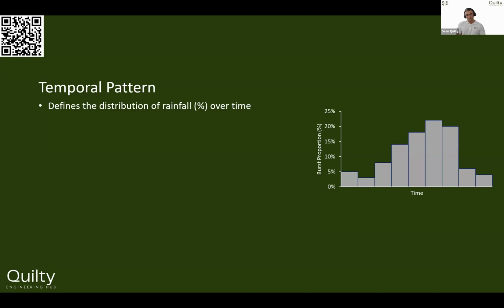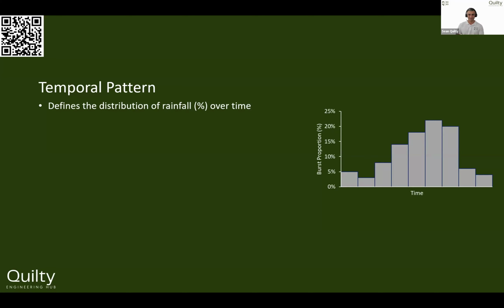So when we look at rainfall, we need to understand how that rainfall is going to drop from the sky over a certain period of time. And so we do that by using temporal patterns. So a temporal pattern defines the distribution of rainfall as a percentage over time.